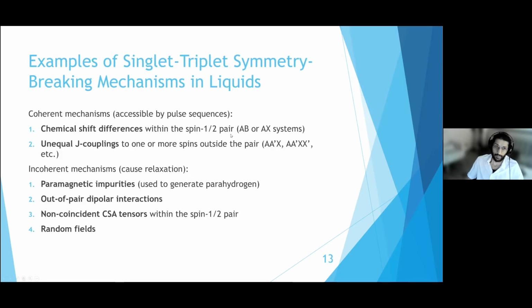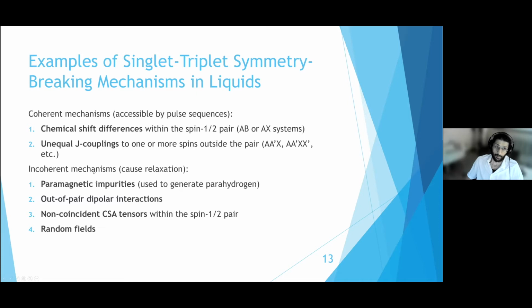And here are some very common examples. Coherent mechanisms which allow you to access singlet order include chemical shift differences within the spin half pair. This is when you have anything from an AB to an AX system. So any kind of molecular asymmetry can introduce this term. And you could even have unequal J couplings, aka magnetic inequivalence, to one or more spins outside the pair. So let's say a system of this type. And in fact, this was pointed out as early as the 70s as a possible singlet relaxation mechanism or a way to access singlet-triplet transitions. But the experiments weren't done until much later.